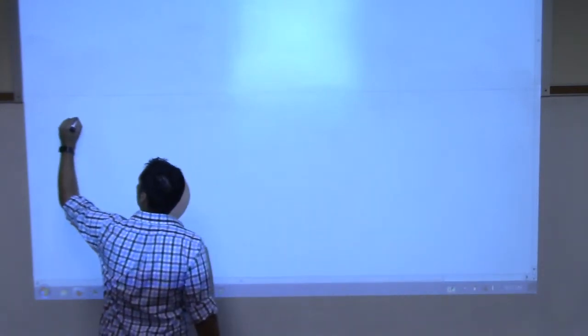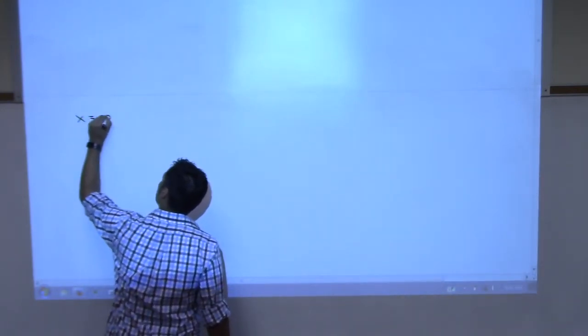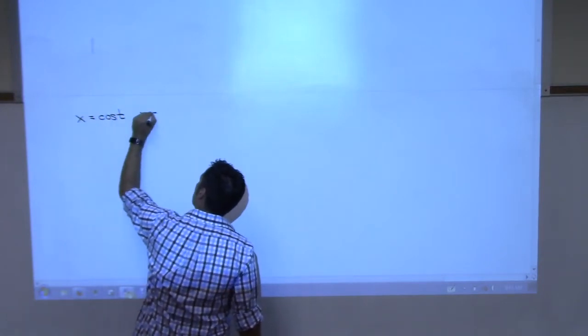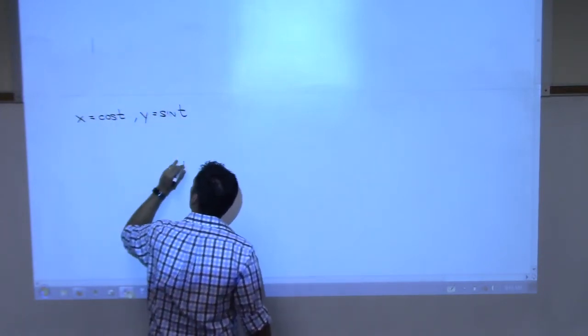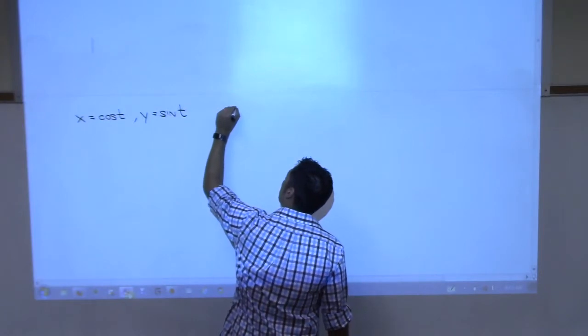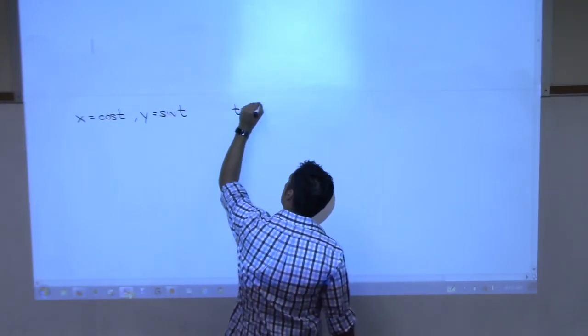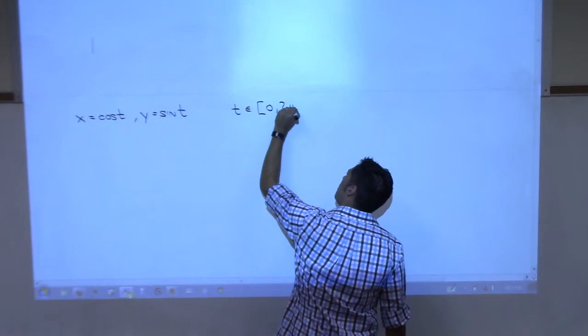All right, so let's start out. We have our parametric equations: x equals cosine t, y equals sine t, t is an element of the interval 0 to 2 pi.